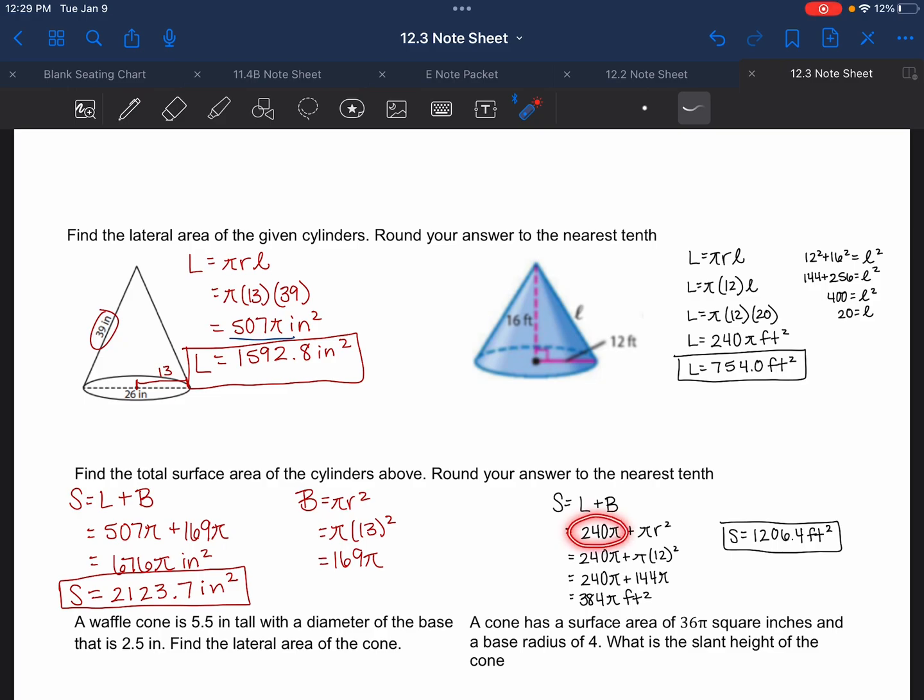Then, to find the total surface area, I would recommend using your non-rounded lateral area, the 240 pi, and then add the area of the base circle. Well, the base of the circle has a radius of 12, so r squared times pi, so 144 pi. So in terms of pi, the surface area is 384 pi feet squared. But it says round to the nearest tenth, so we actually have to put that in our calculator and round, and we get a surface area of 1,206.4 feet squared.